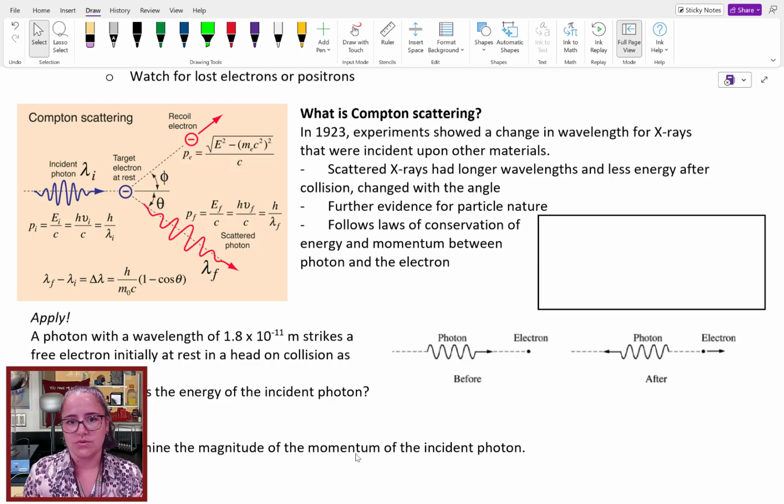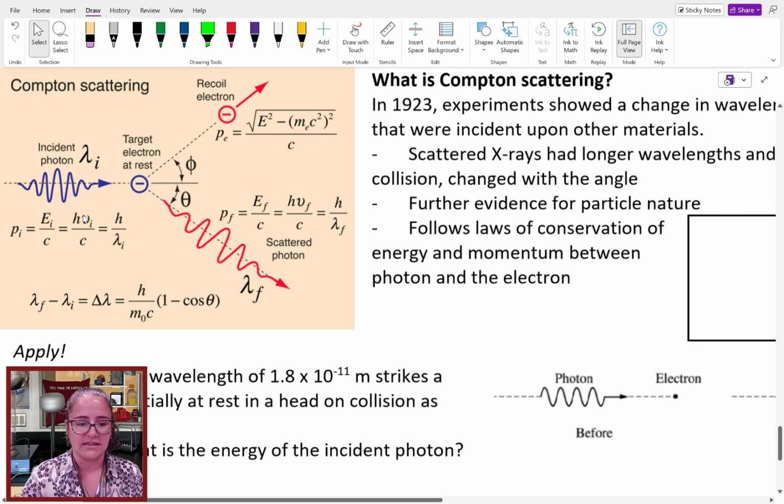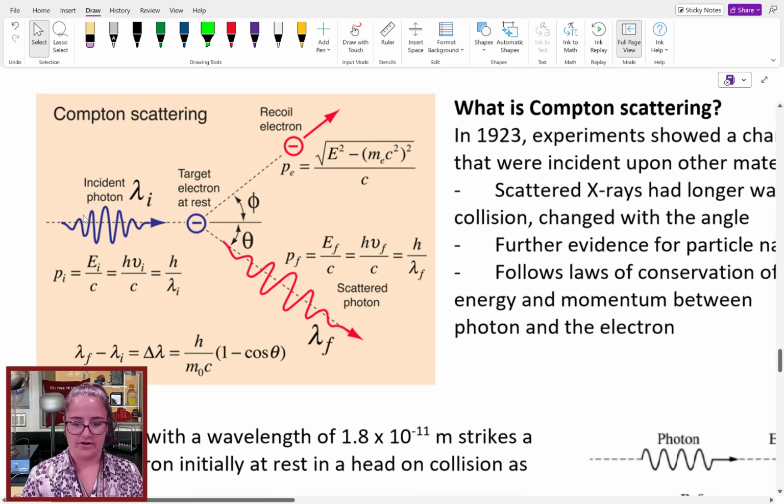So way back in 1923, what they basically saw was that if they shined X-rays on an incident beam, the X-rays that were scattered had longer wavelengths and less energy than before they collided with that material. And that change in the energy or the wavelength of that X-ray was affected by the angle at which it hit the surface. Okay, so let's go ahead and look at these equations a little bit more carefully.